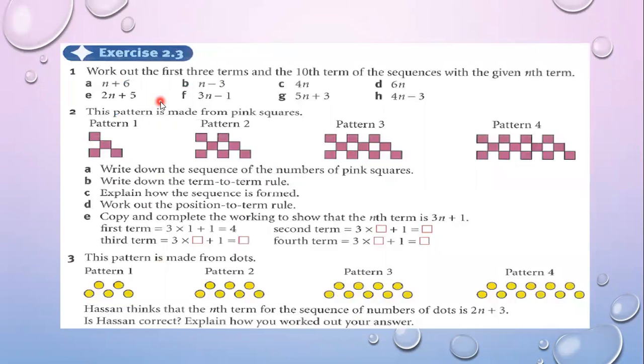7. Work out the first 3 terms and the 10th term of a sequence with the nth term rule. So easy. So first of all, I write the term numbers here: 1, then 2, and 10th. These are the terms I write. Okay. Now what do I do here first.